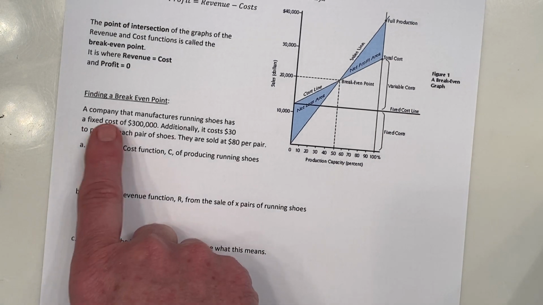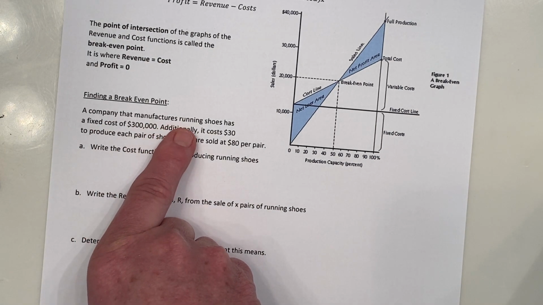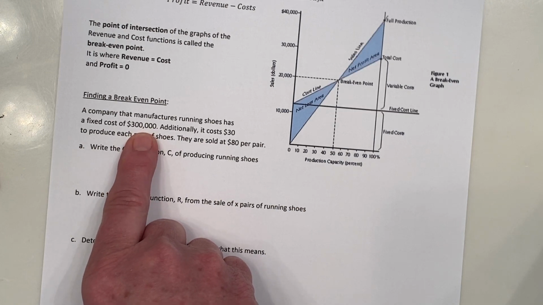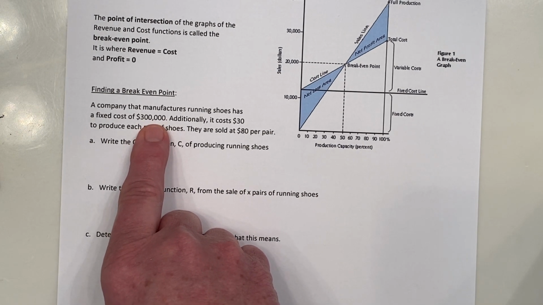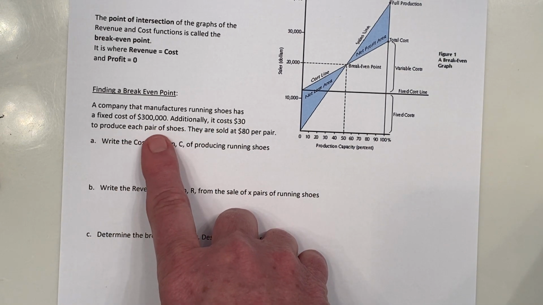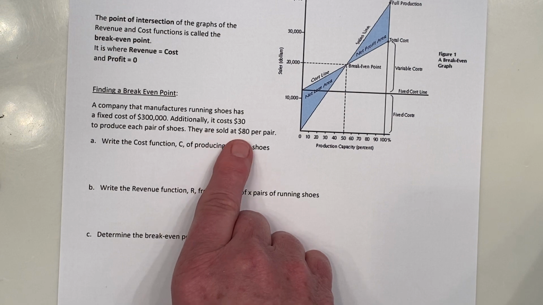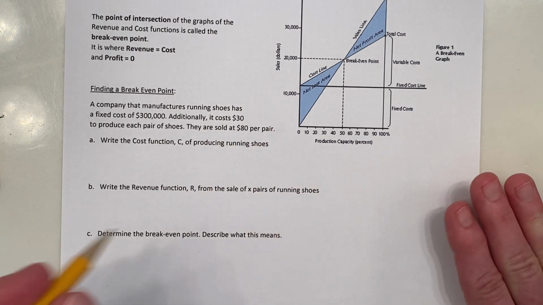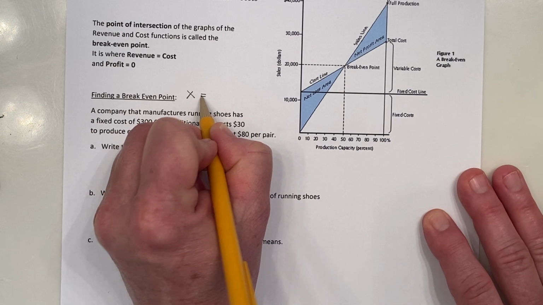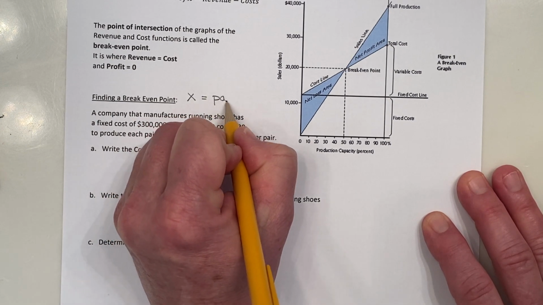So for this example right down here, we have a company that manufactures running shoes that has a fixed cost of $300,000. Maybe that's the rent on their building or their equipment. Then additionally, it costs $30 to produce each pair of shoes, and then they're turned around and sold at $80 per pair. Let's make sure that we define our variables, that X is going to be one pair of shoes.